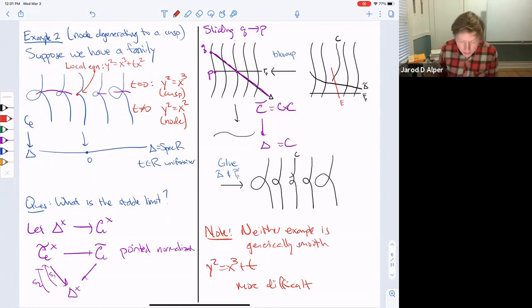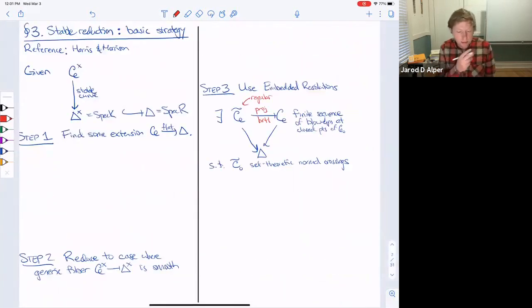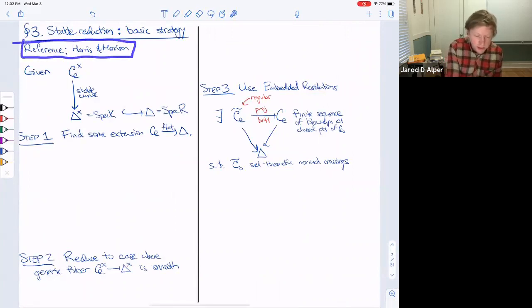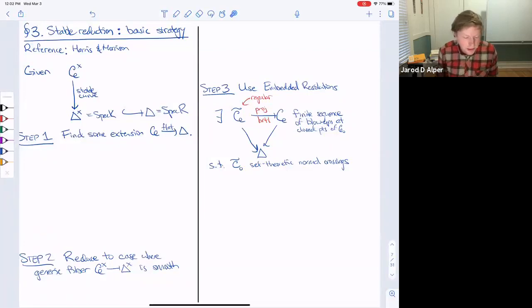Okay, so let's see how you might handle a generically smooth family. So I'm going to outline now the basic strategy of how we're going to perform stable reduction. And I'm following the reference of Harris and Morrison. This is really where I learned it. I think their exposition is beautiful. Tons of examples which really provides some sort of geometric intuition for how to think about this. All right, so here's the strategy.